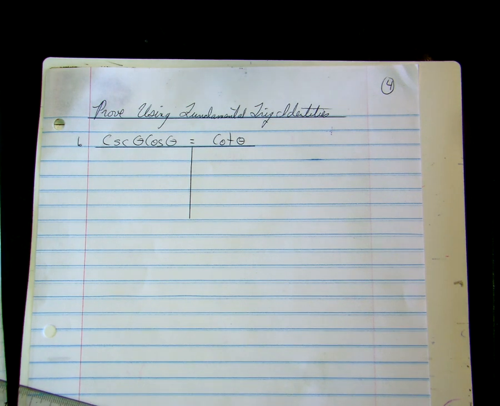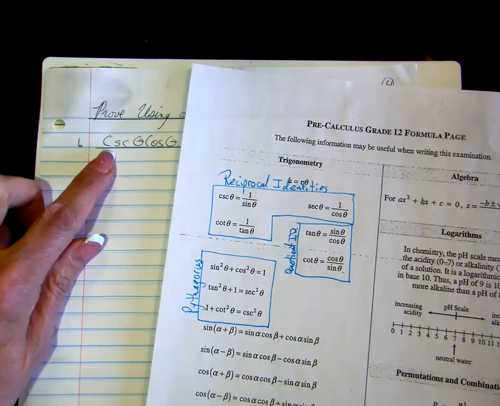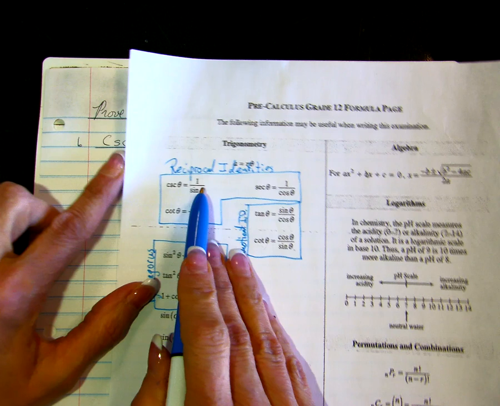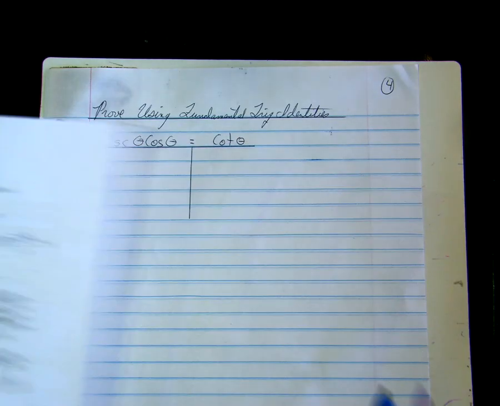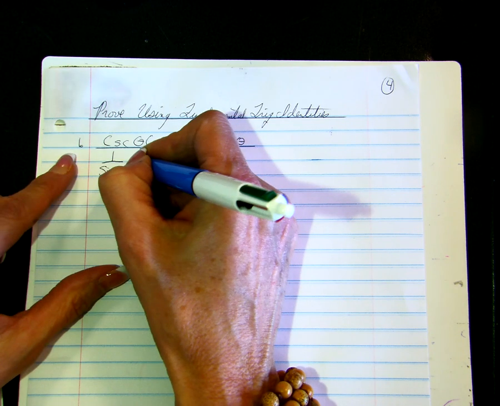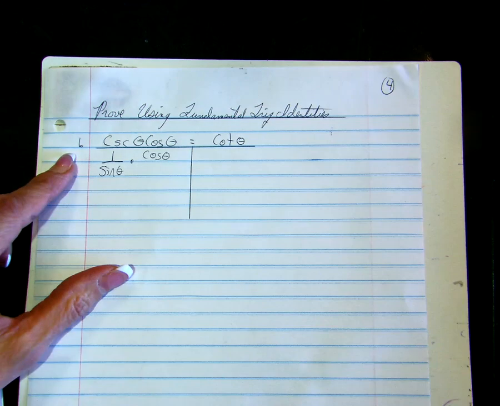With my formula sheet, I know there's a substitution I can make for cosecant. Cosecant is the same as 1 over sine. So instead of saying cosecant, I'm going to say 1 over sine theta. So I've got 1 over sine theta times cos theta.